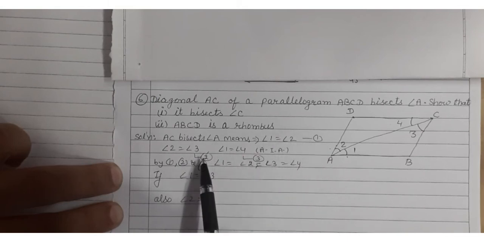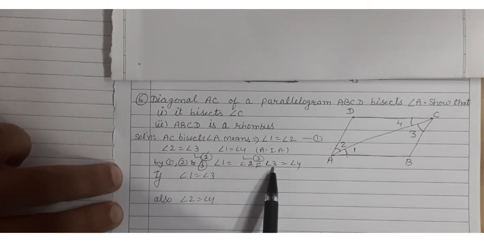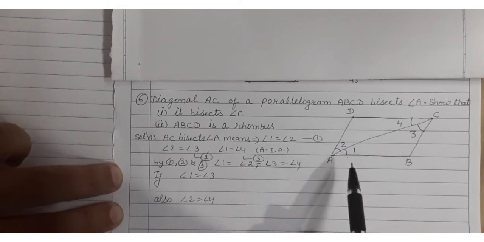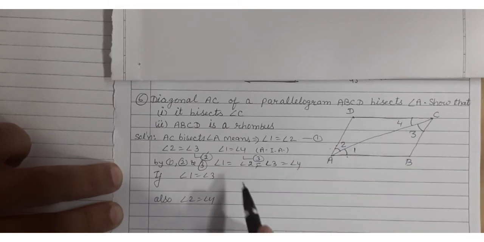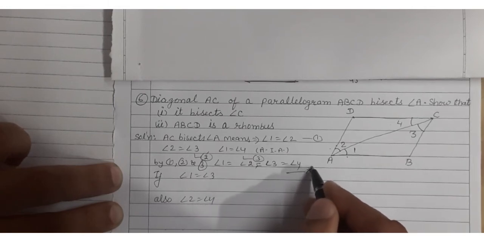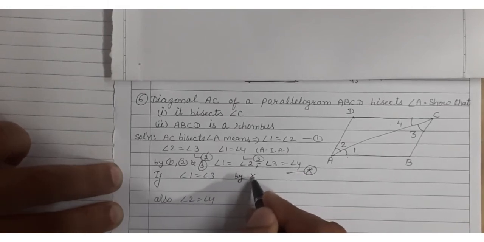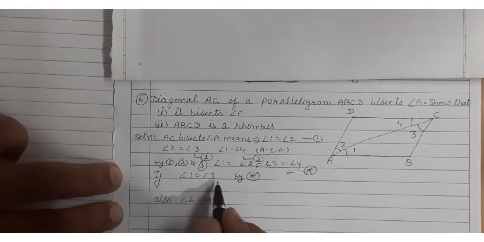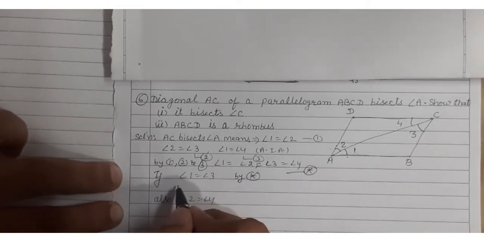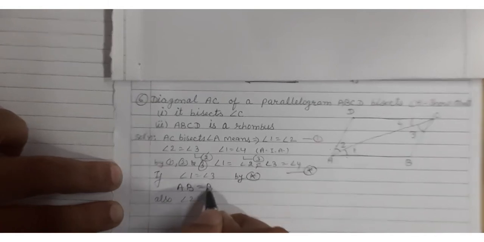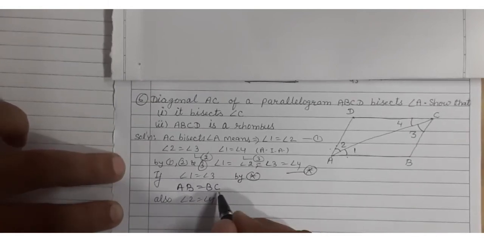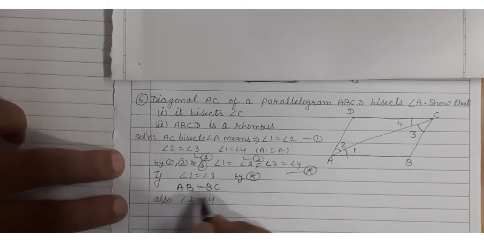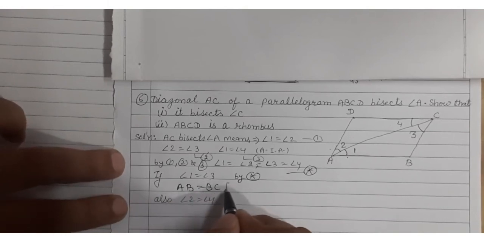Okay, this is equation 1, 2 and 3. What we can say, angle 1 equal to angle 2 equal to angle 3 equal to angle 4. Isn't it? If all these four angles are equal, then I can say angle 1 equal to angle 3, by this equation star. And if these two angles are equal, then I can say AB equal to BC. What is the reason? Sides opposite to equal angles are equal.